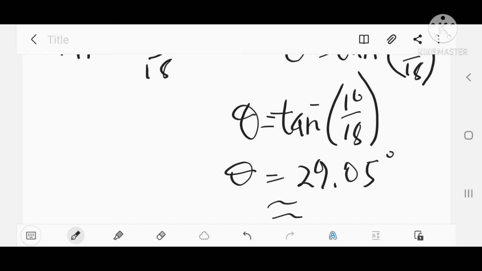Rounding to one decimal place, we have 29.1 degrees, as requested of us from the question. So 29.1 degrees, and that brings us to the end of today's solution to the problem that we have there.